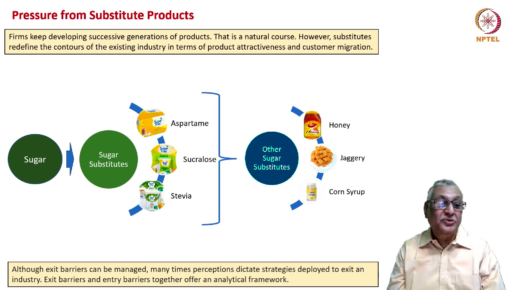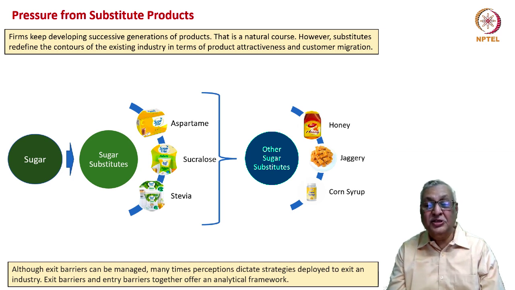Once upon a time, sugar was the only product that was available to sweeten any beverage or to develop any sweet product. Then came, along with health consciousness, sugar substitutes. But in these sugar substitute categories, there were variants. Aspartame was the first one. Next came sucralose, which was highly refined sugar. Then plant-based sugar came, stevia. Now we have other sugar substitutes which have come into popularity: honey, jaggery, corn syrup, etc.